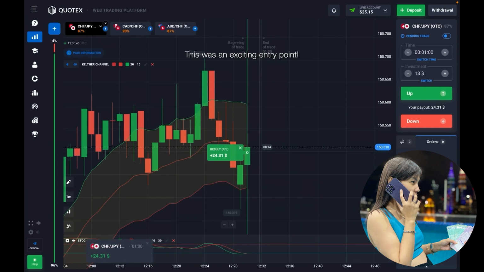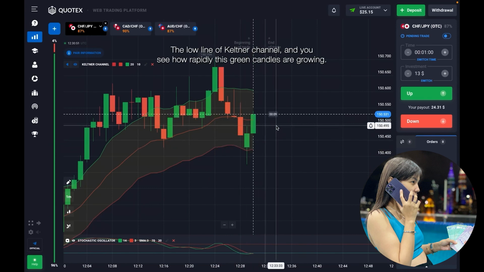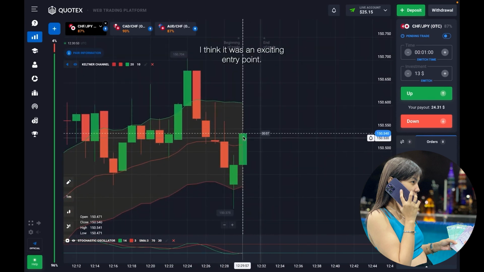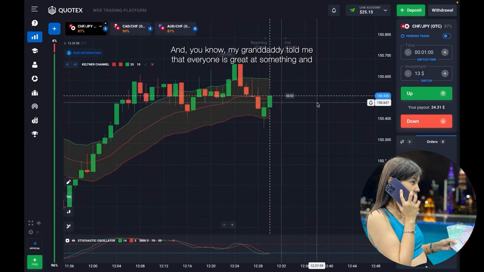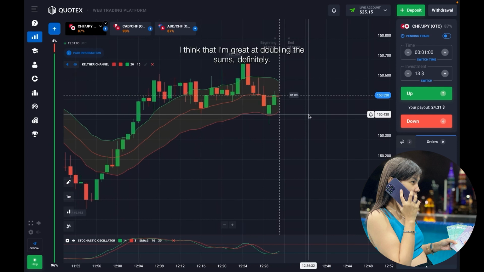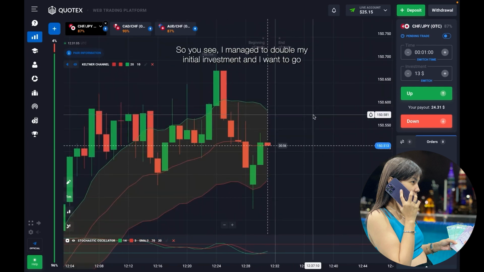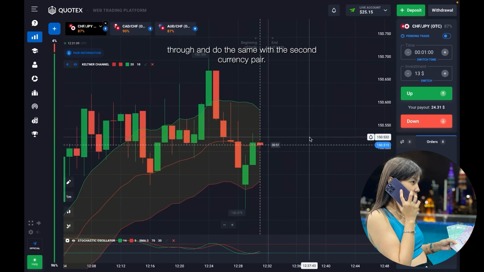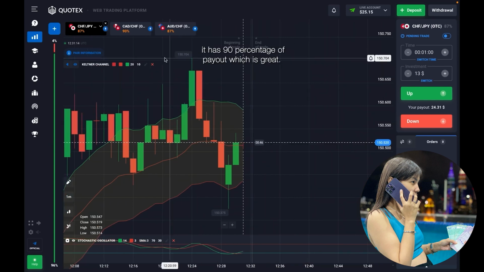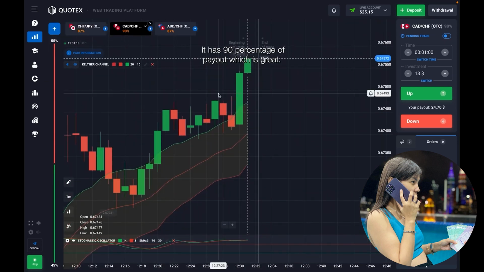And this was an exciting entry point, guys, the low line of the channel, and you see how rapidly this green candle is growing. So I think that it was an exciting entry point, and you know that my granddaddy told me that everyone is great at something, and I think that I'm great at doubling the sums, definitely. You see, I managed to double my initial investment, and I want to go through and do the same with the second currency pair. This currency pair has a 90% payout, which is really great.